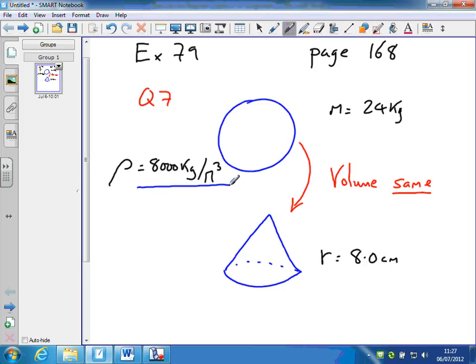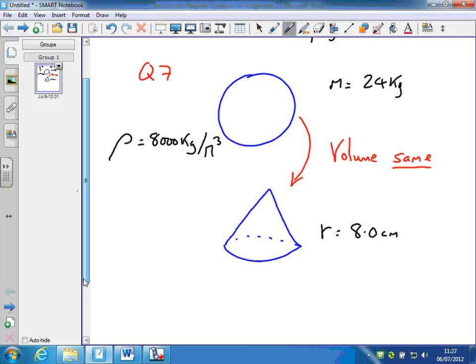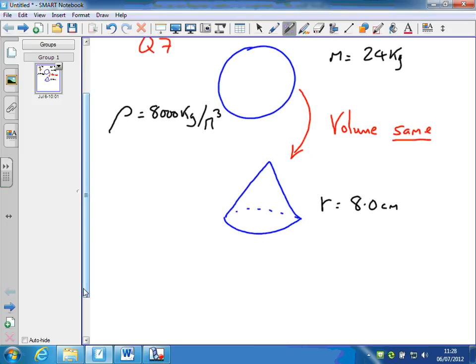That's been melted down and cast into a cone, with a base radius of 8 centimeters. So the key is that the volume's the same, of course, when you melt it down and cast it. So the idea here is to find the volume of the sphere from the information given, and then once you've got the volume, you can put that into the formula for the volume of the cone to find the perpendicular height.